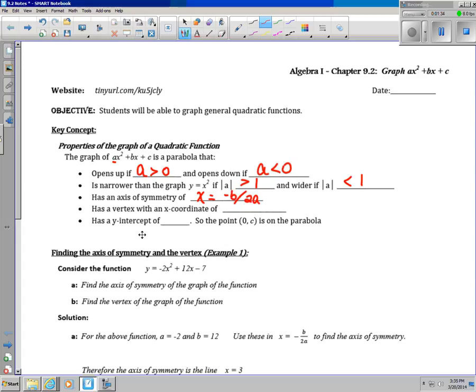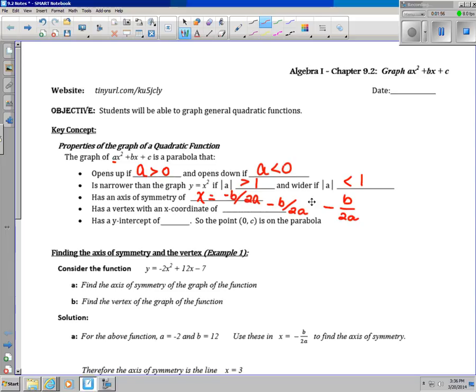And the vertex will sit on that axis of symmetry, so the x-coordinate of the vertex is negative b divided by 2a. Now sometimes down in these notes you're going to see it written with the negative sign out front, because again the negative can go with the b, it can go with the 2a, or it can go out front.